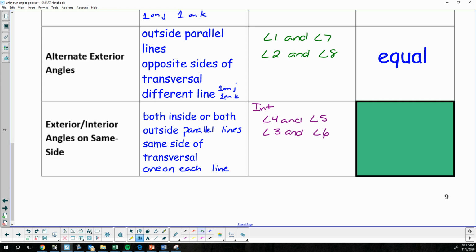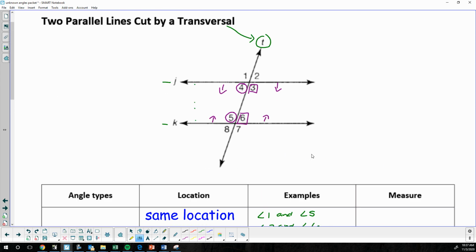All right. So just like that, it also works with exterior angles. So for the exterior, we're going to look for both outside the parallel lines, but on the same side of the transversal. Okay, so for exterior, we're going to follow the green. They have to be outside. So for example, angle 1 is on the left side and exterior. Its same side exterior is angle 8.